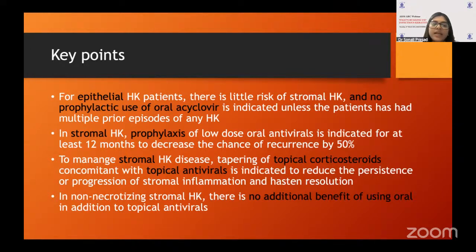In stromal keratitis, prophylaxis for 12 months decreases the chance of recurrence by 50%. To manage stromal keratitis, tapering of the topical steroids along with topical antivirals is recommended. In cases of non-necrotizing stromal keratitis, no additional benefit of oral steroid was seen.